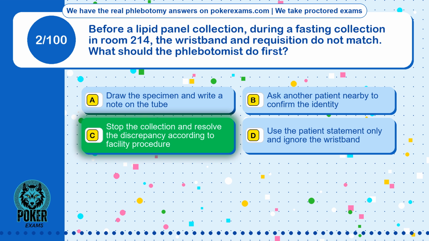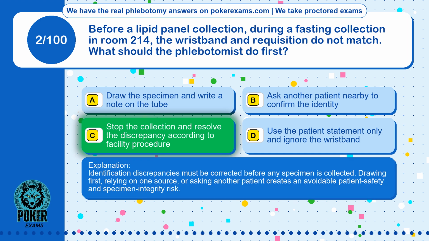The correct answer is option C. Stop the collection and resolve the discrepancy according to facility procedure. Identification discrepancies must be corrected before any specimen is collected. Drawing first, relying on one source, or asking another patient creates an avoidable patient safety and specimen integrity risk.